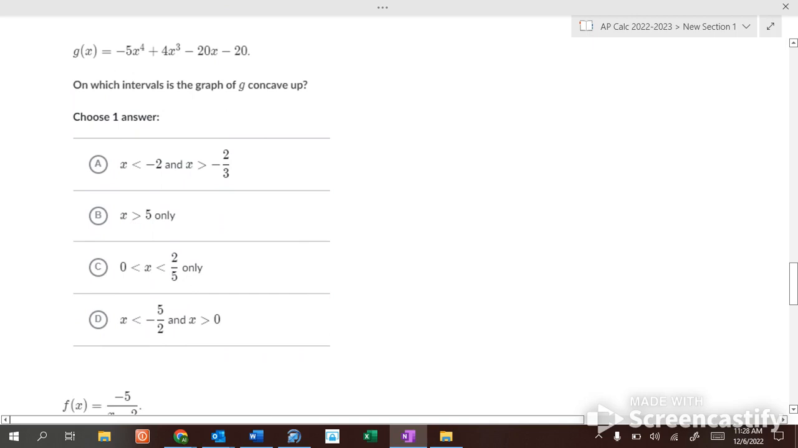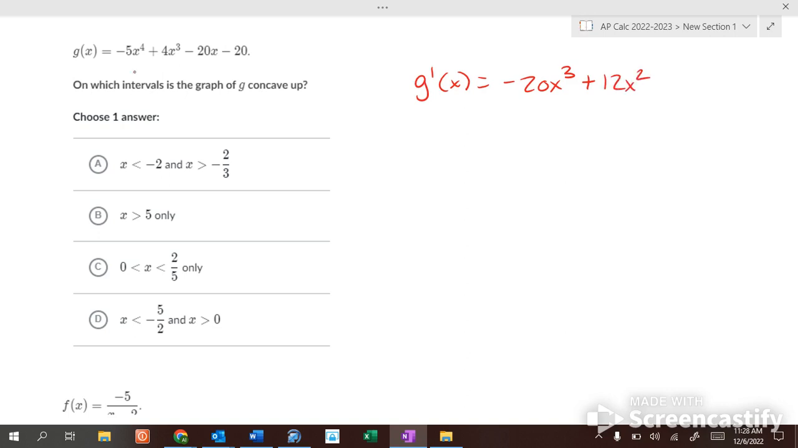All right. So now, when you actually have a function, how do you find concavity? Well, if you're a cheater, you grab your graphing calculator and you graph it. But if you're not a cheater, then you start taking derivatives. What's the first derivative of this? Negative 20x to the third plus 12x squared minus 20. What's the second derivative of this?